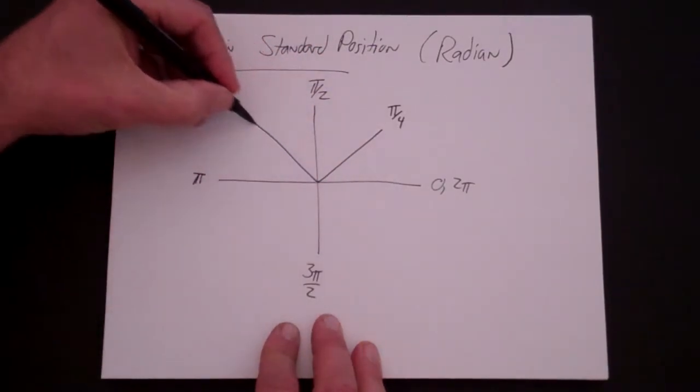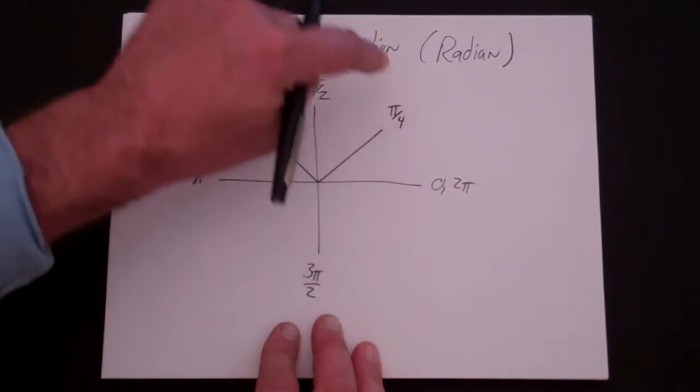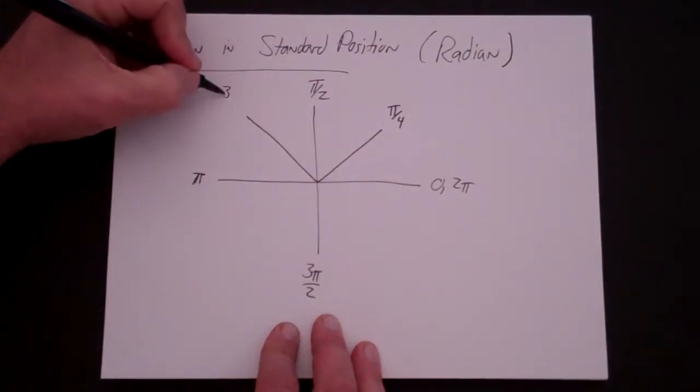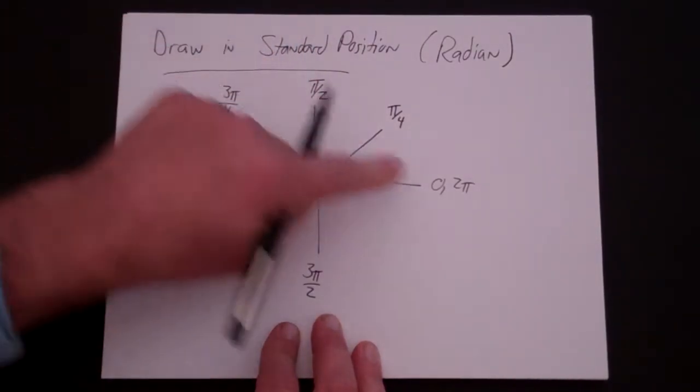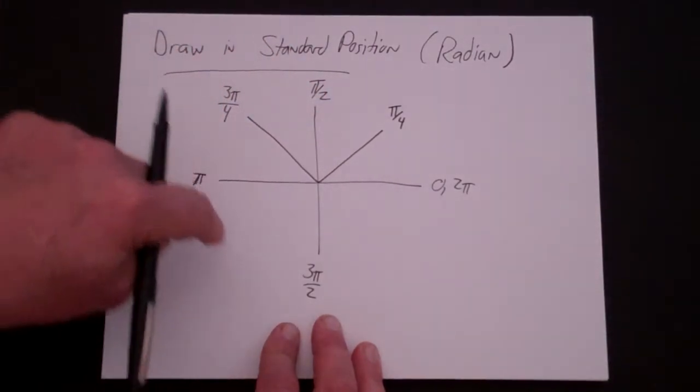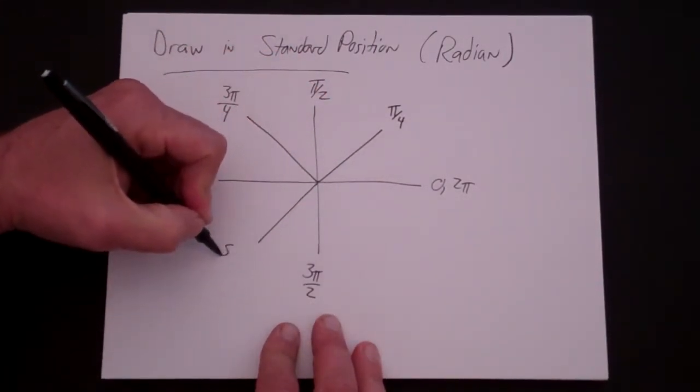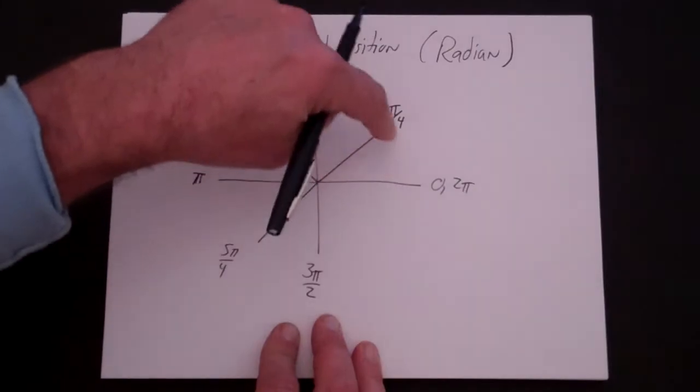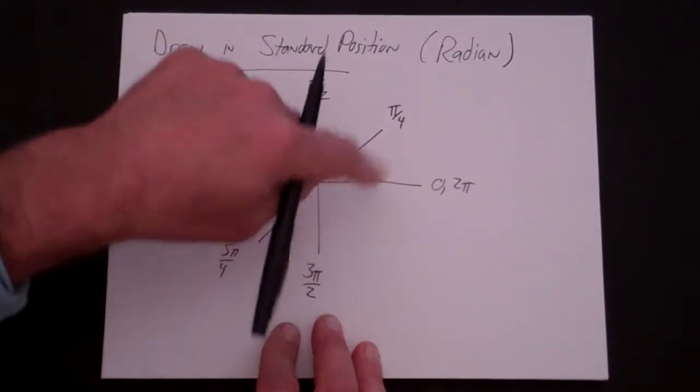You can split this quadrant as well. That's going to be 1, 2, 3 pi over 4. This is 1, 2, 3, 4, 5. This one's 5 pi over 4. And this one's 1, 2, 3, 4, 5, 6, 7. 7 pi over 4.